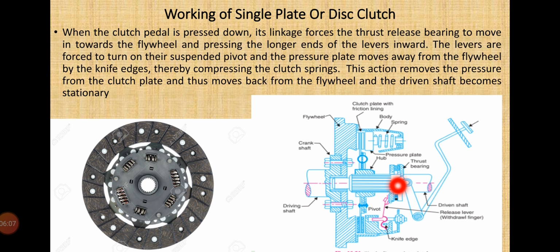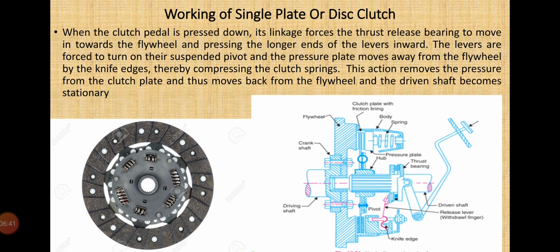In actual practice, the clutch plate looks like this. You can see here this is a friction lining around the surface, and this is a helical spring. The use of this helical spring is to absorb the shock produced in the engine. One thing is clear, that when the clutch pedal is pressed, the clutch plate or pressure plate moves backward, and the driven shaft is in a stationary condition.